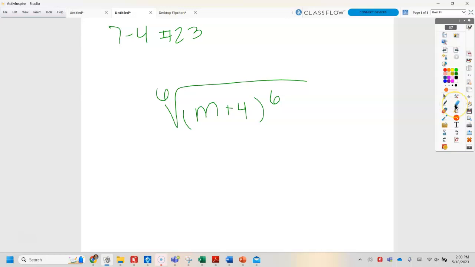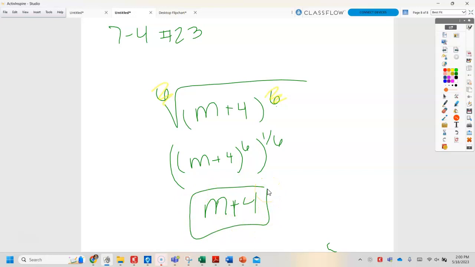So 23 is kind of nice because the inside number and the outside number are the same. So if you think of it like our power to a power, you get 6 times 1/6, or it's like that 6 inside dividing this outside. So 6 divided by 6 is 1. 6 times 1/6 is 1. So we are left with m plus 4, because the power on the parentheses matches the power on the outside.